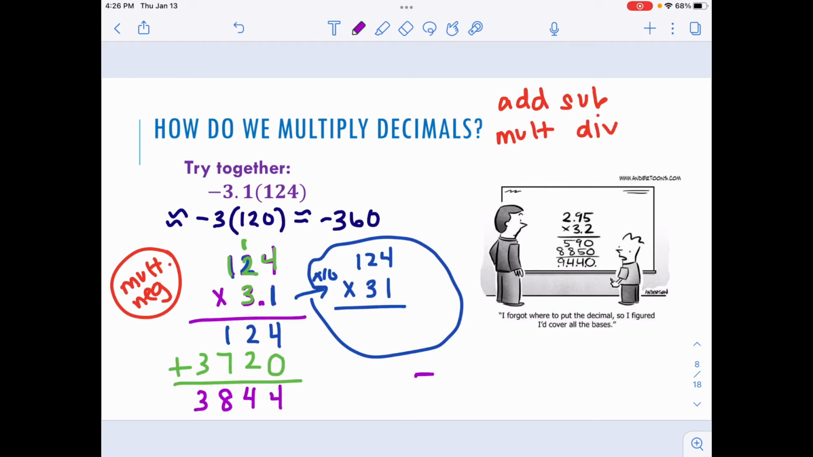We have a final answer of 3,844, but we know that's not right because we need to compensate. Since I multiplied by 10 originally, I now need to divide by 10, right, to reverse that process. So to divide by 10, I move the decimal place once to the left. So I'm left with the answer of 384 and 4/10. And what's nice is I put that negative right when I did my plan step, so I don't need to think twice about it. I'm going to circle my answer.